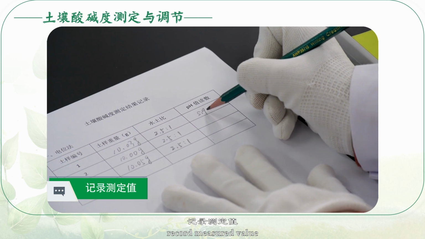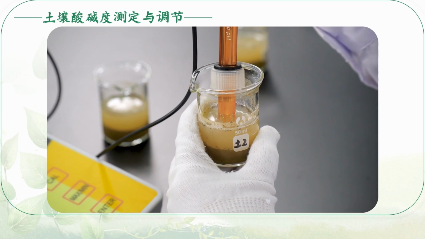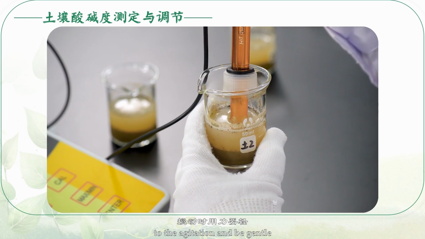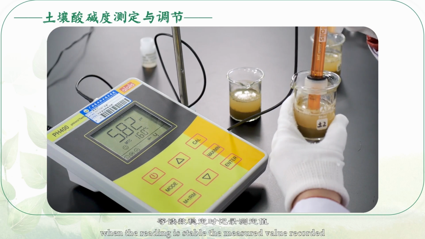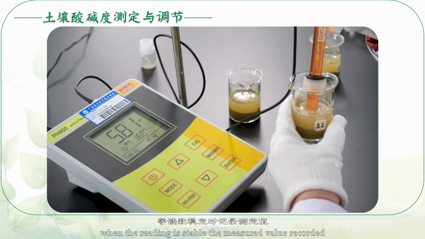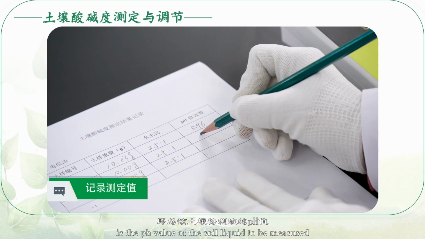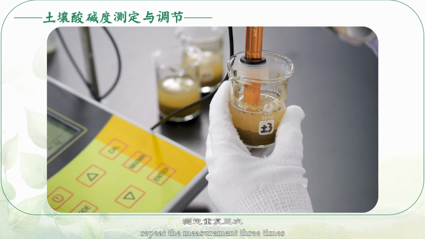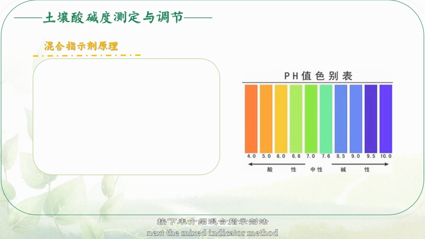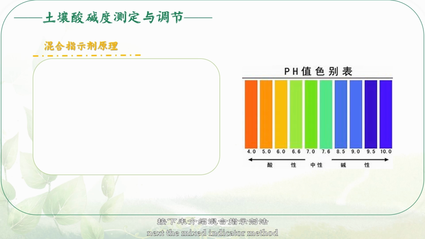Record the measured value. Pay attention to the agitation and be gentle to avoid stirring up the soil below. When the reading is stable, the measured value recorded is the pH value of the soil liquid to be measured. Repeat the measurement 3 times. Next, the mixed indicator method.